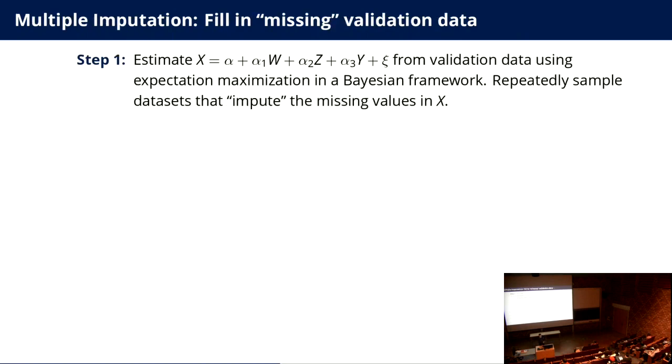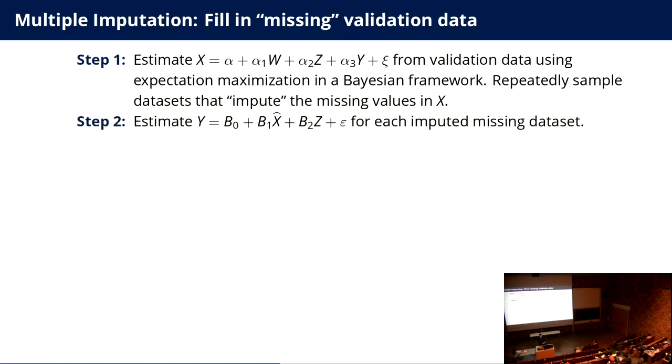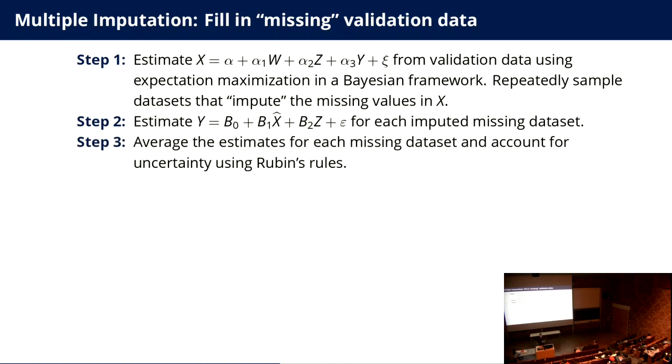The multiple imputation, the idea is to treat the data where you don't have validation data as missing data. And so as before, we're going to estimate a model for X given everything else. In this case, they're using expectation maximization and Bayesian framework. But the idea is you're going to repeatedly sample data sets that impute these missing values for X. And then you're going to estimate the model of interest again and again for each of these imputed data sets. And then you're going to average each of those estimates and account for the uncertainty in those estimates using a formula called Rubin's rules.